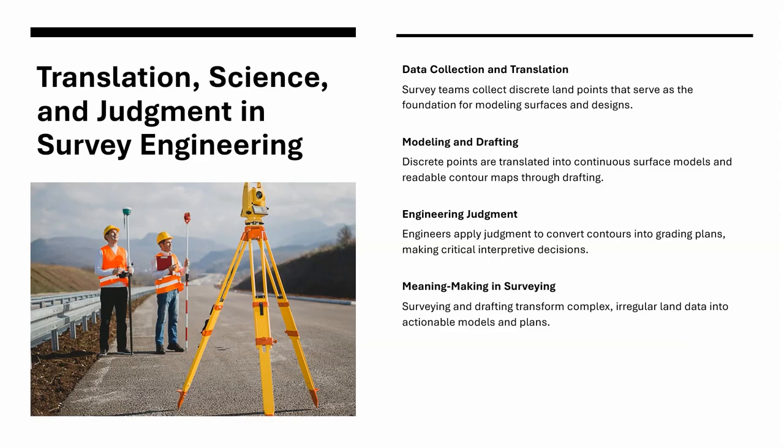At every step, professionals are making interpretive choices: which points to measure, which break lines to enforce, which contour interval to use, and which slope ratio to design. None of these are automatic. Each involves judgment, experience, and responsibility. Surfaces and grading remind us that surveying is not just measurement, and drafting is not just drawing. Together, they are acts of meaning, turning irregular, messy reality into models and plans that society can act upon.